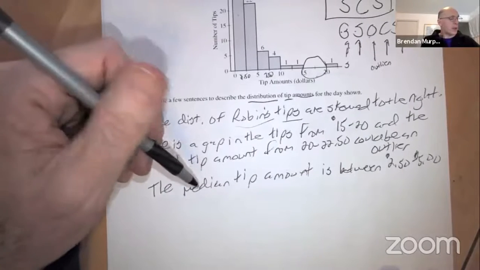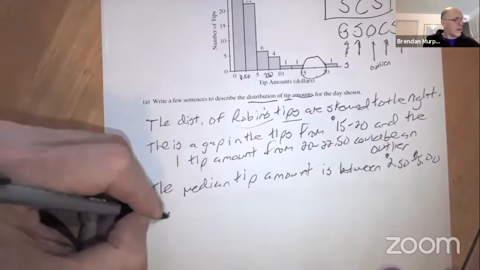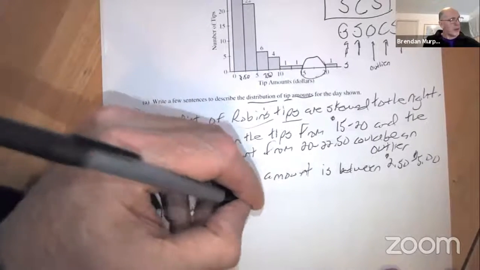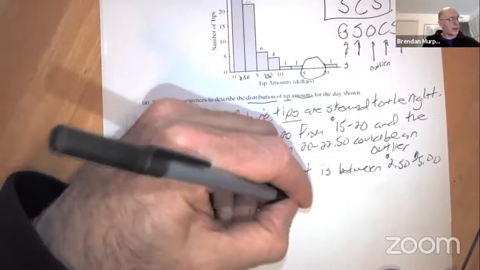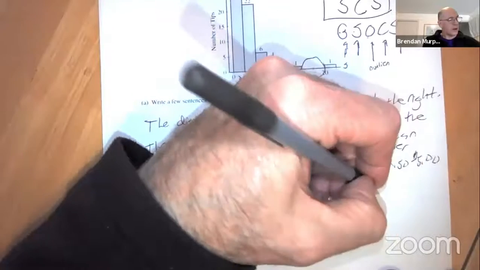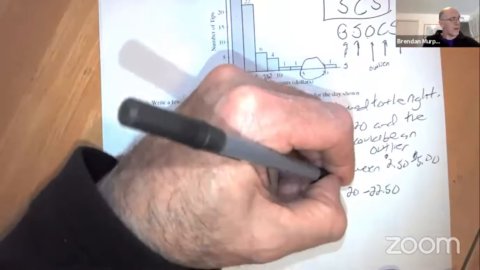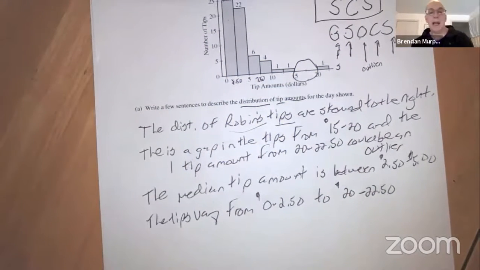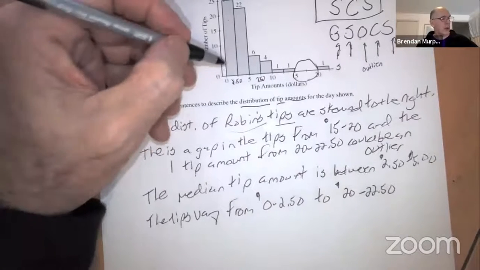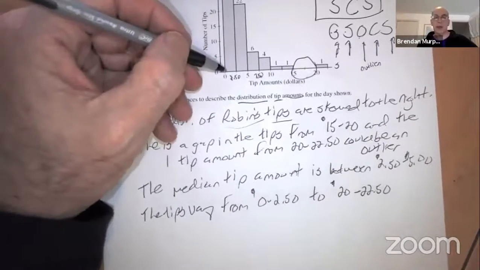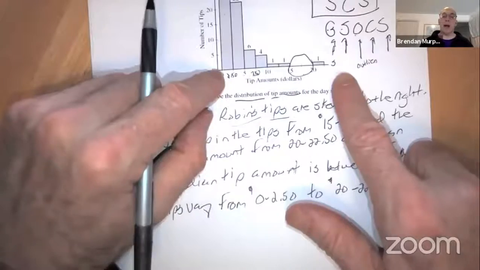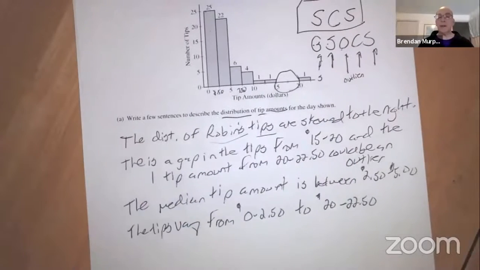And so let's talk about spread. The tips vary from 0 to 250 to 20 to 2250. And that's one way to talk about the spread of the data. Again, I don't know exactly where those 25 tips lined up from 0 to 250, and I get it, I don't know that, but I've somehow talked about the spread of my data. So that's it. That's part A.